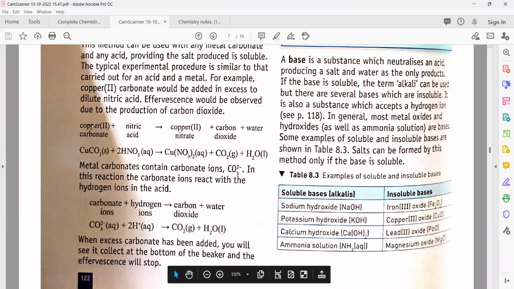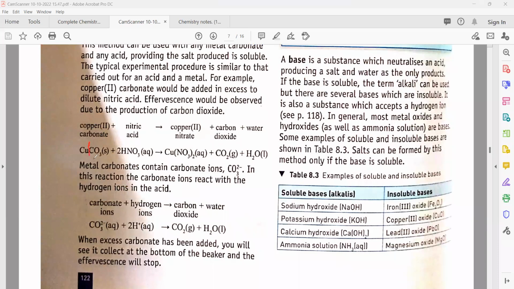Look, here you have copper carbonate. It means this bond is broken from here, and this is going to break from here. So in this way, copper and nitrate combine together, Cu plus NO3. They combine together and form a salt. Very easy to know that. The salt is clear in your mind.